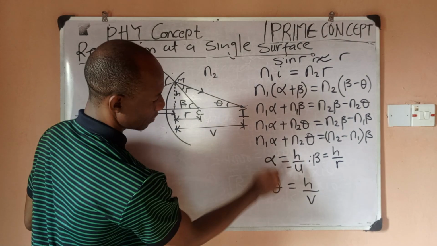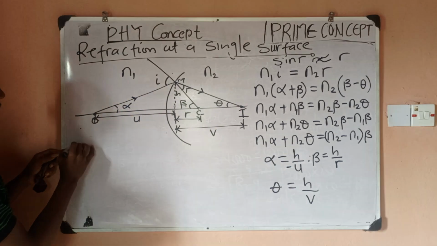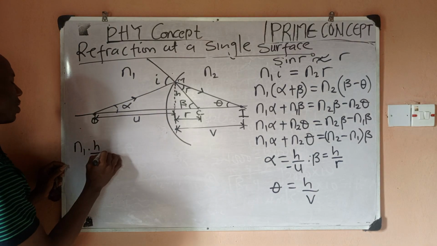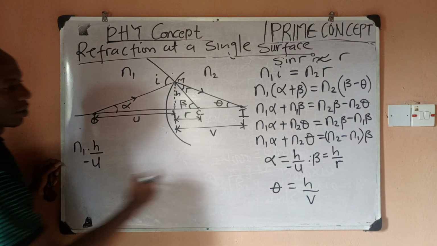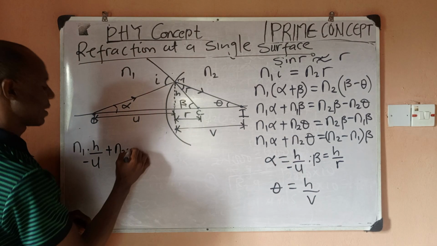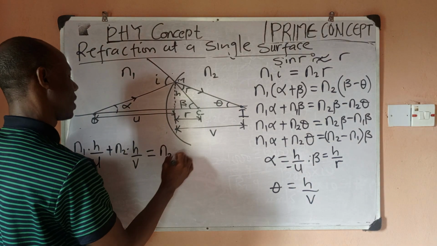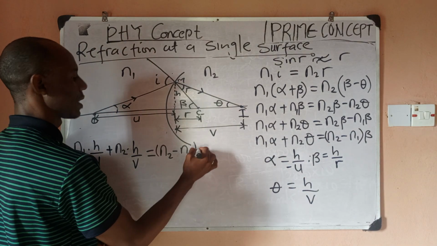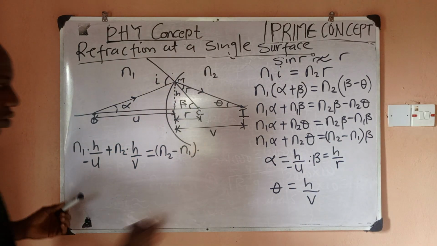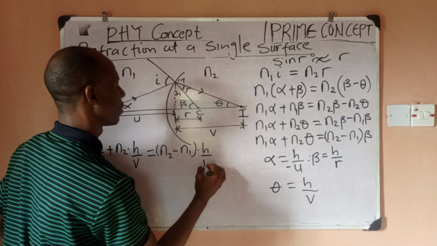Now, if I substitute these parameters into this equation, I want to replace alpha with this, I want to replace theta, and then so on. So if I replace alpha, I would have n1 times alpha, which is now h over minus u, plus n2 times theta, and our theta is h over v, is going to give me n2 minus n1 times our beta, and our beta is now h over r, so h over r.